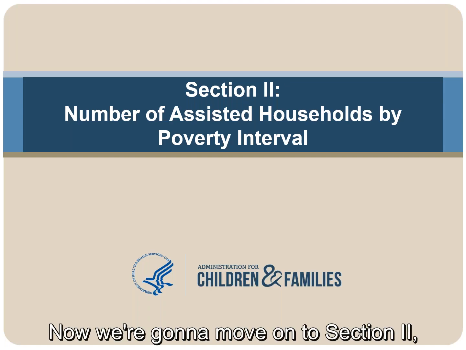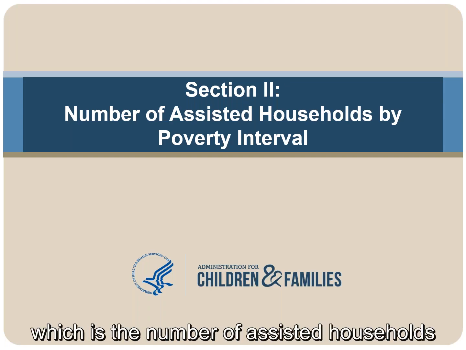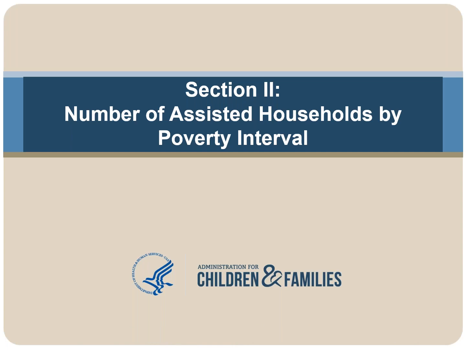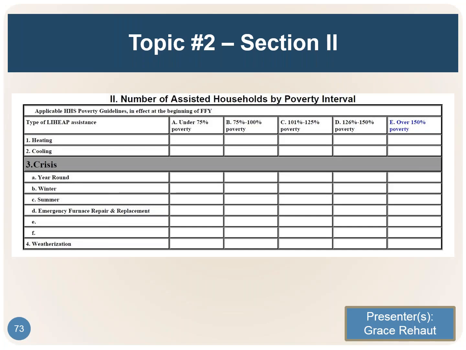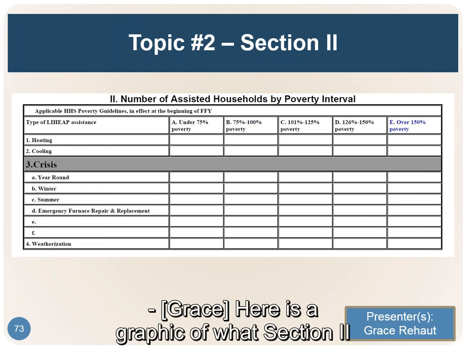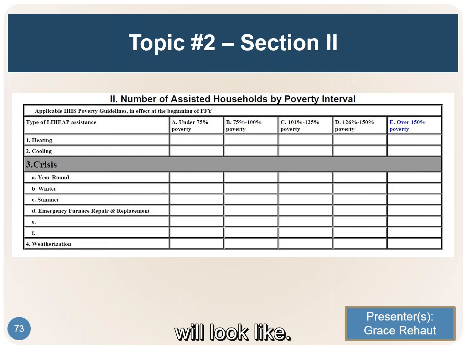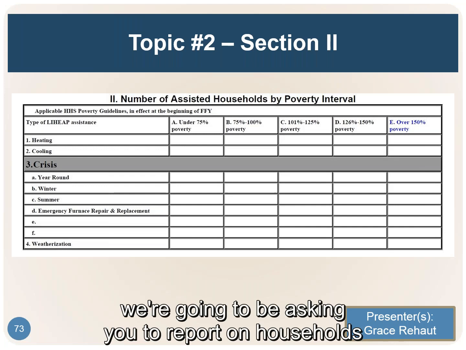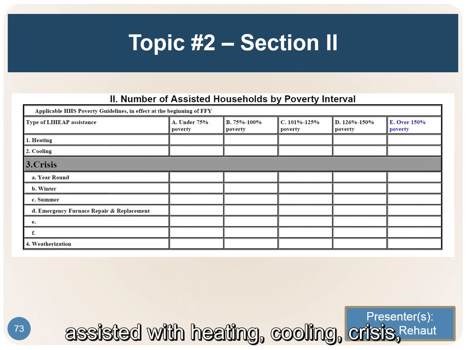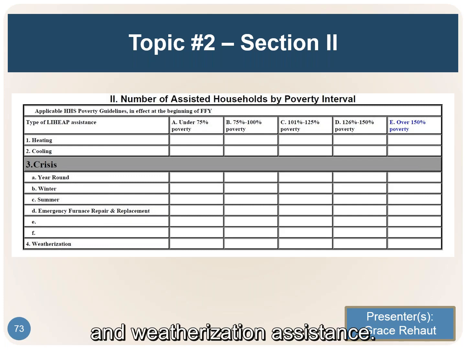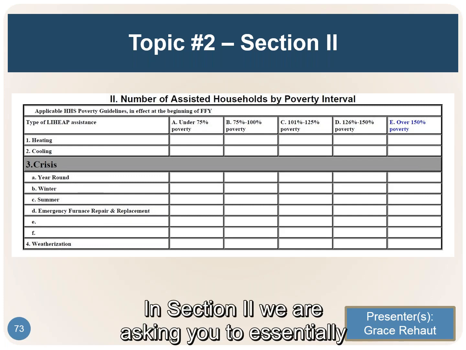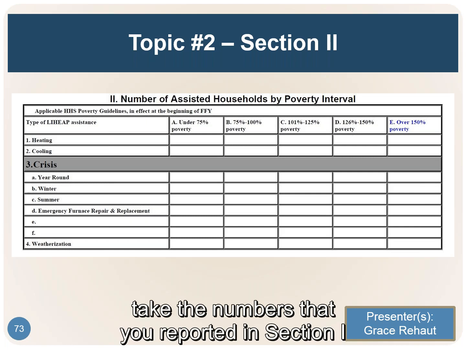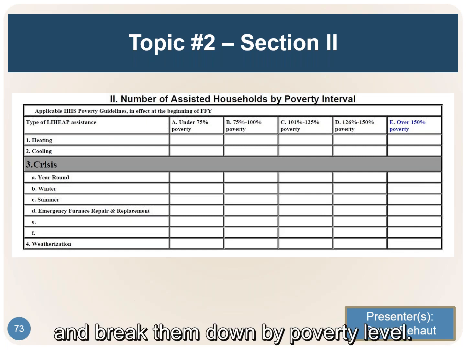Now we're going to move on to section 2, which is the number of assisted households by poverty interval. So here is a graphic of what section 2 will look like. You'll notice that just as in section 1, we're going to be asking you to report on households assisted with heating, cooling, crisis, and weatherization assistance. So in Section 2, we are asking you to essentially take the numbers that you reported in Section 1 and break them down by poverty level.